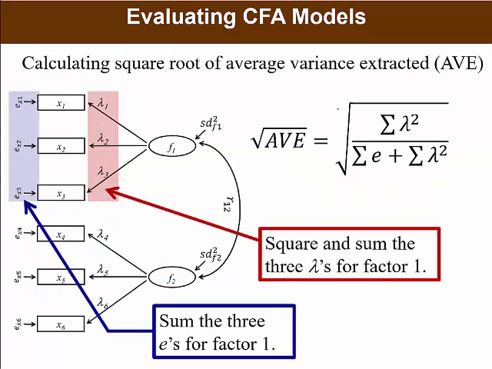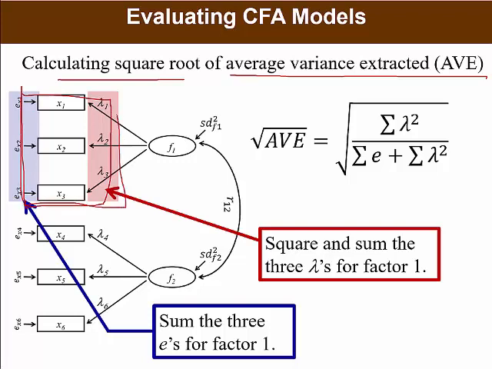So what I'm going to do is calculate this thing called the average variance extracted, and then take the square root of it, and I'm going to do it for each factor. So if I have a model with two factors, I'm going to take the items for factor 1 and calculate the average variance extracted for the items on factor 1, and then take the square root of that. And then I'll take my second factor, the items for factor 2, and I'll calculate the square root of the average variance extracted for the items on factor 2.